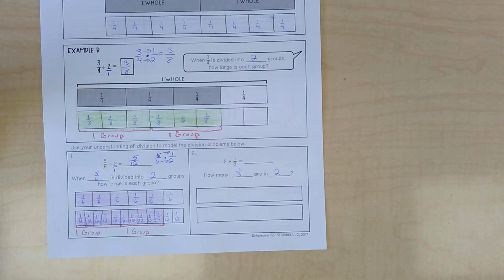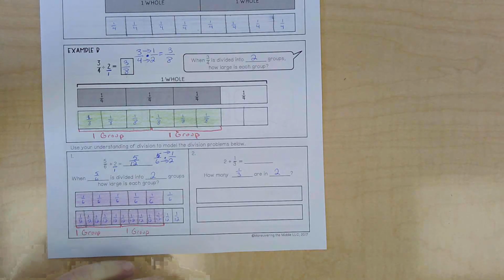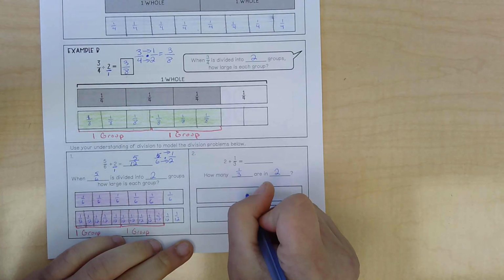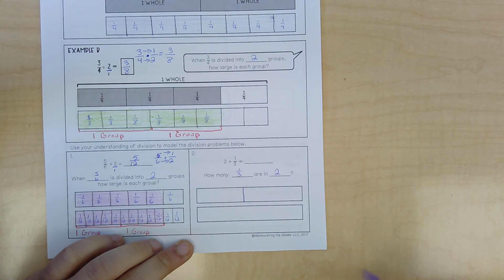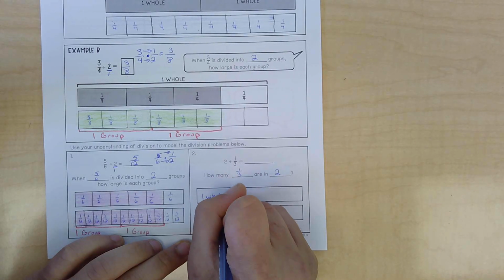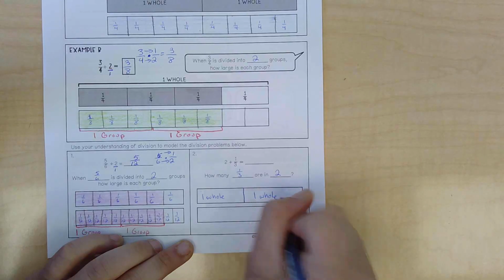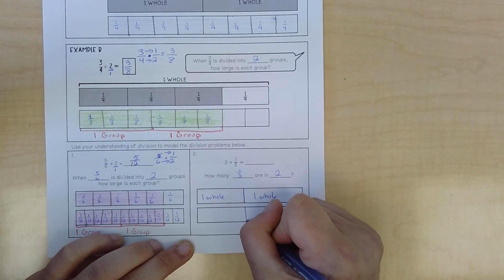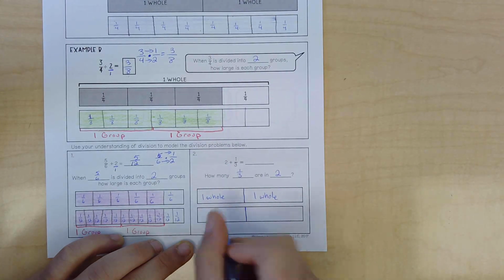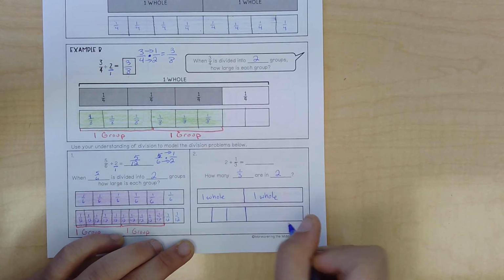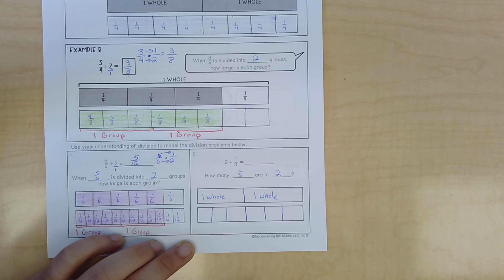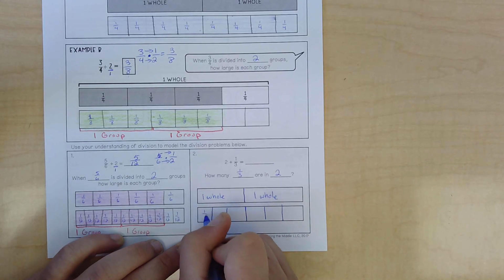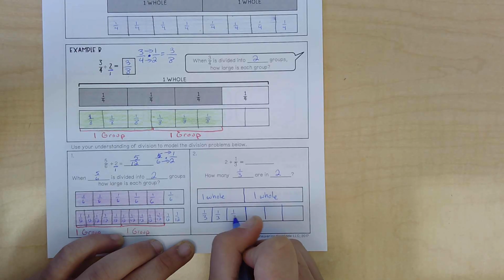Okay, so here they want to know 2 divided by 1/3. Okay. So we're going to create 2 boxes here. This can be 1 whole. This can be 1 whole. And they want to know what these 2 boxes, or what 2 is divided in if I divide it by thirds. And each of these boxes is going to be 1/3.